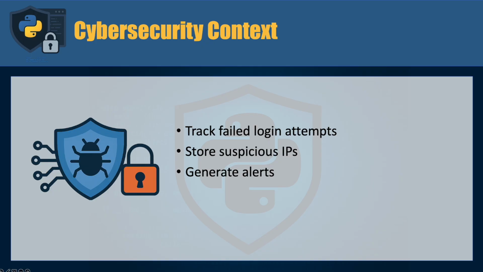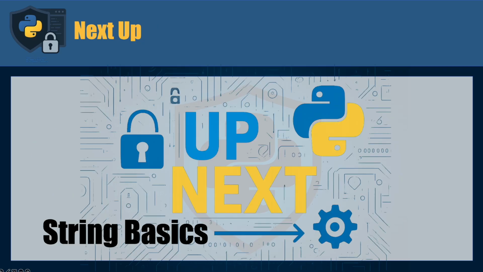Here's why this matters. As defenders, we rely on variables to keep track of events. A variable can store the number of failed login attempts, the IP address of an attacker, or the text of an alert we send to our SOC team. Without variables, automation falls apart. Next up, we'll jump into string basics after we apply some of these concepts that we learned to our SavageScan utility.